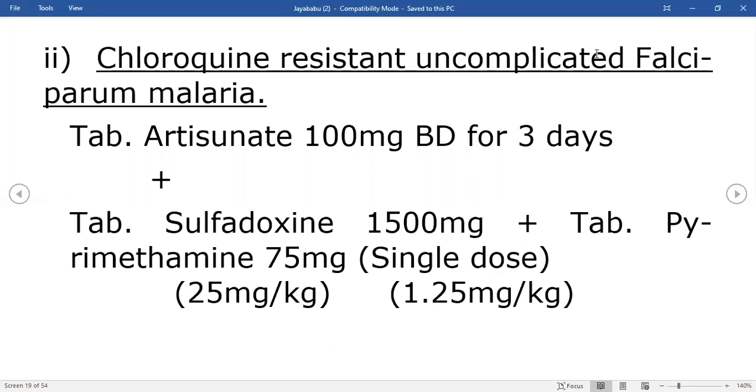So if the patient is suffering with chloroquine resistant uncomplicated falciparum malaria, the patient has to be put on tablet artesunate 100 mg BD for 3 days. Apart from this, the patient should also be put on tablet sulfadoxine plus pyrimethamine. So sulfadoxine to be given in a dosage of 1500 mg and pyrimethamine 75 mg.